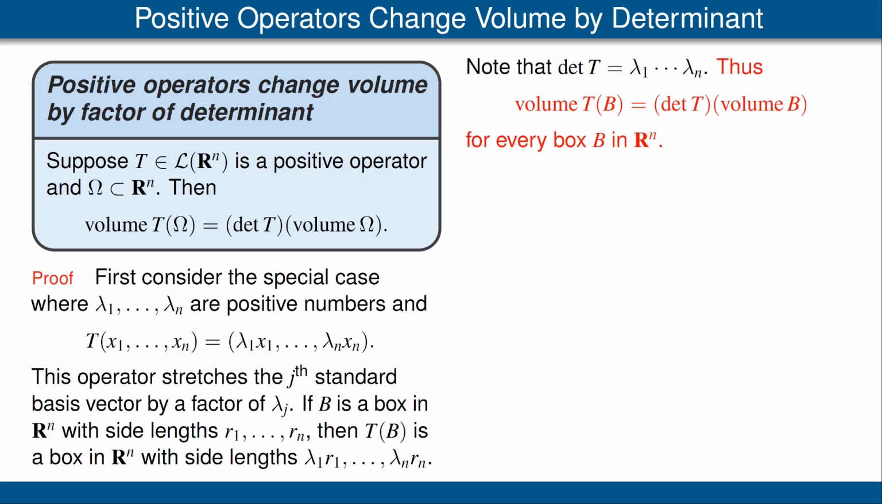Now the volume of T of B is the product of the numbers in the last line of the first column. In other words, the volume of T of B is equal to the determinant of T times the volume of B. We have this equation for every box B in R^n. Now the volume of T of omega is determined by the volume of boxes. We've just seen that T changes the volume of boxes by a factor of the determinant of T, and thus T has to change the volume of any set by the same factor. In other words, we have the equation now shown here. This completes the proof where T has the special form of the operator shown in the first column.